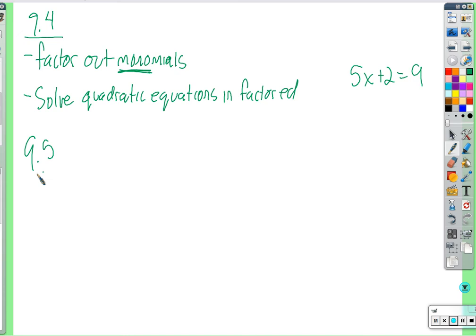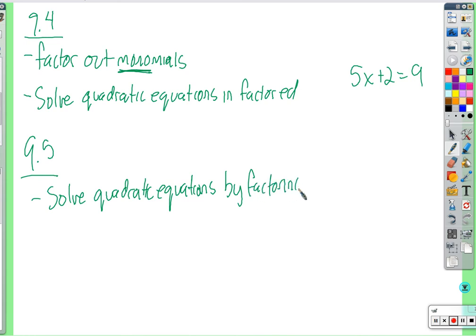Then in 9.5, we're going to solve quadratic equations by factoring. So that basically means that these equations will be factored first, and then we do it exactly like we would this kind of equation that's been factored. So that doesn't make a whole lot of sense quite yet, but let's now get started.